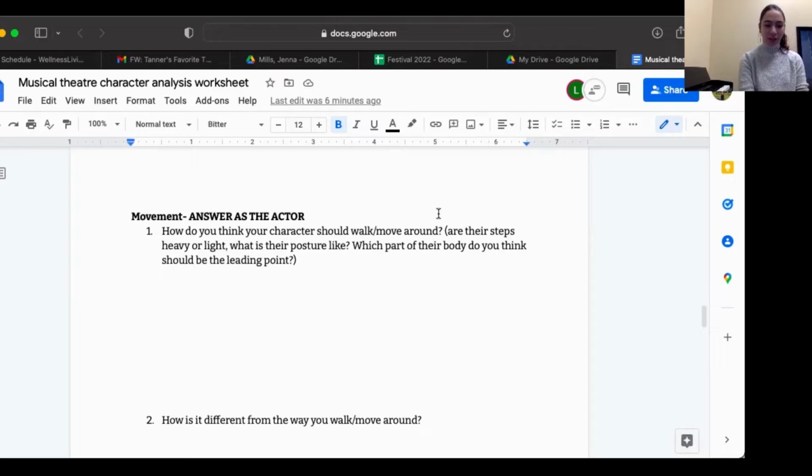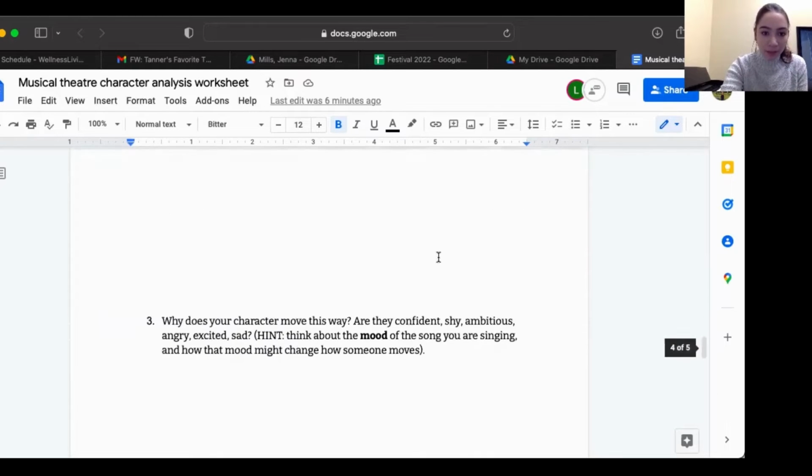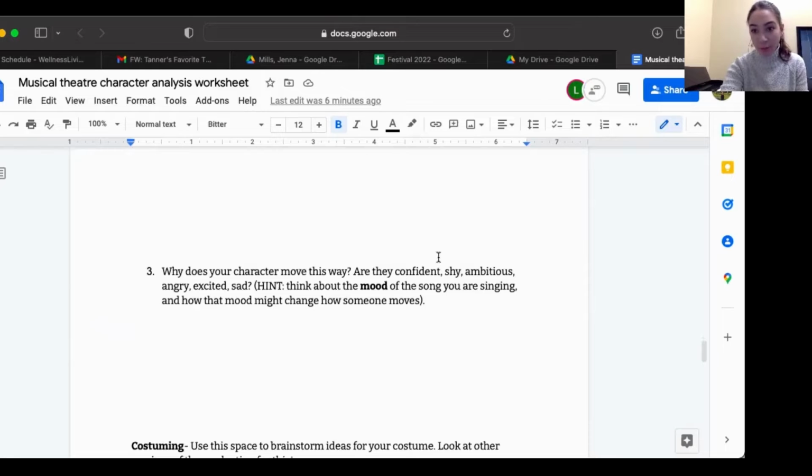Does this character walk really fast? Are they walking like they're on a mission? Do they lead with their head? Do they lead with their feet? How are they leaning? That kind of thing. And how is that different from your own movement? And then why do you think they move that way?